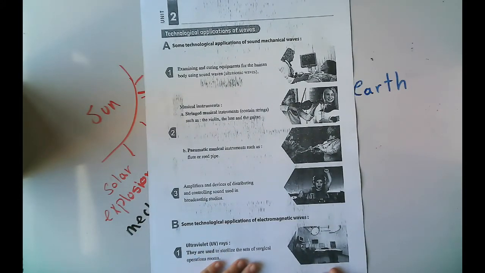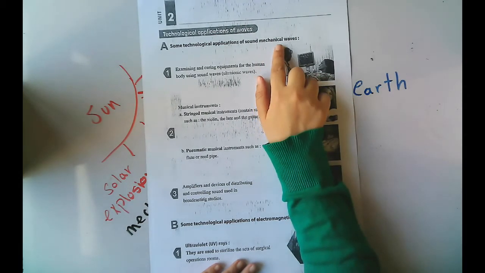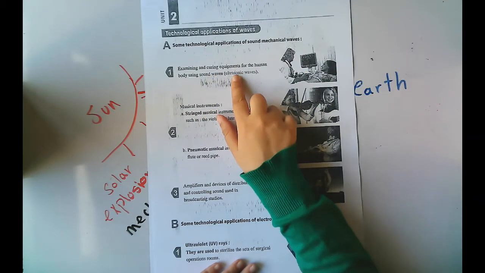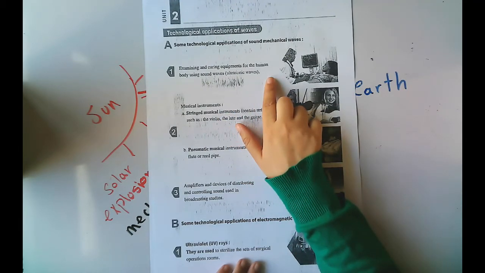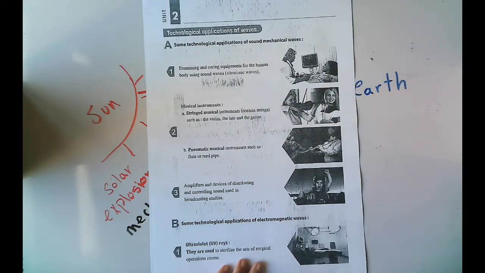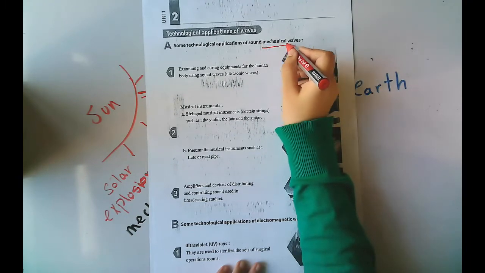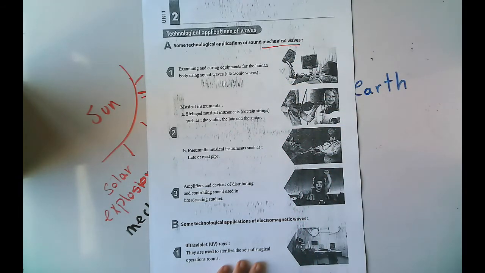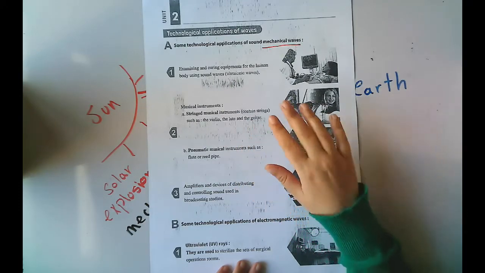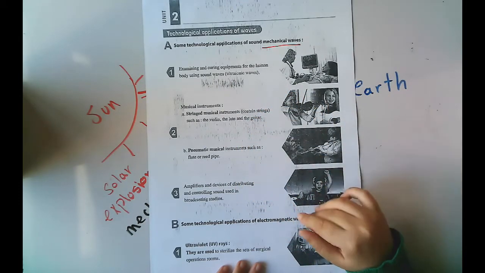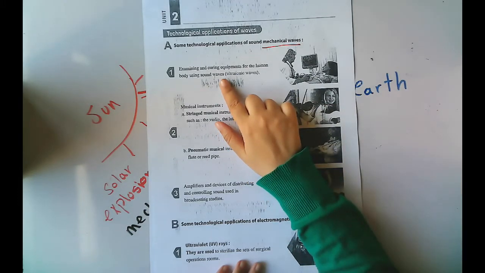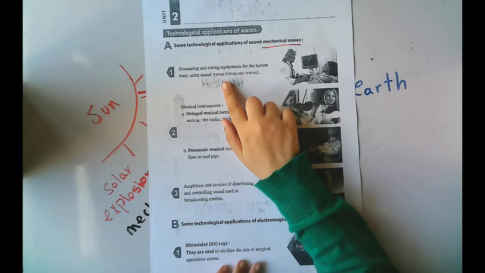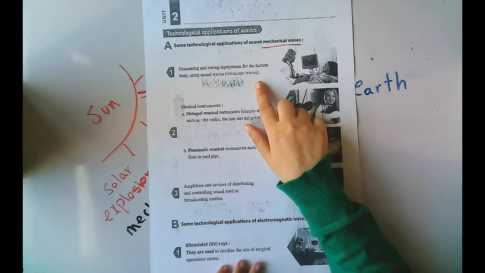We have technological applications of waves. At first, we will talk about mechanical waves. Mechanical waves can be used in examining and curing equipment by using sound waves or ultrasonic or sonar devices. As we said, mechanical waves have two examples, sound and water, so most of these applications are about sound. Examining and curing sets or equipment for the human body by sound waves or ultrasonic waves.